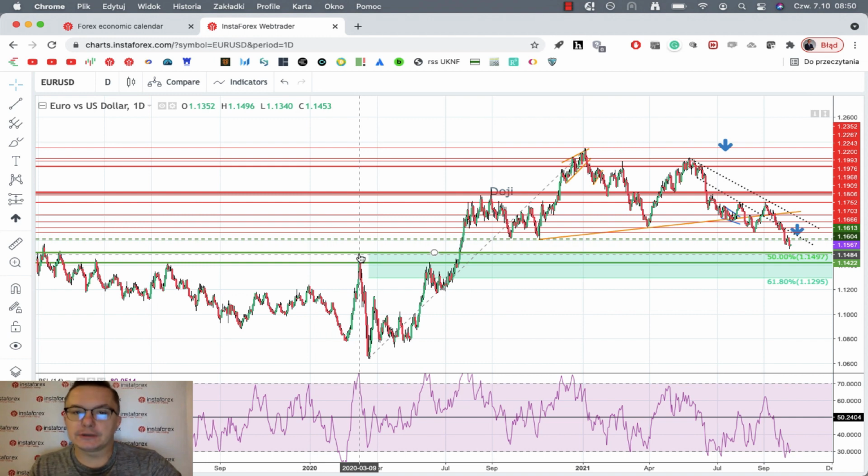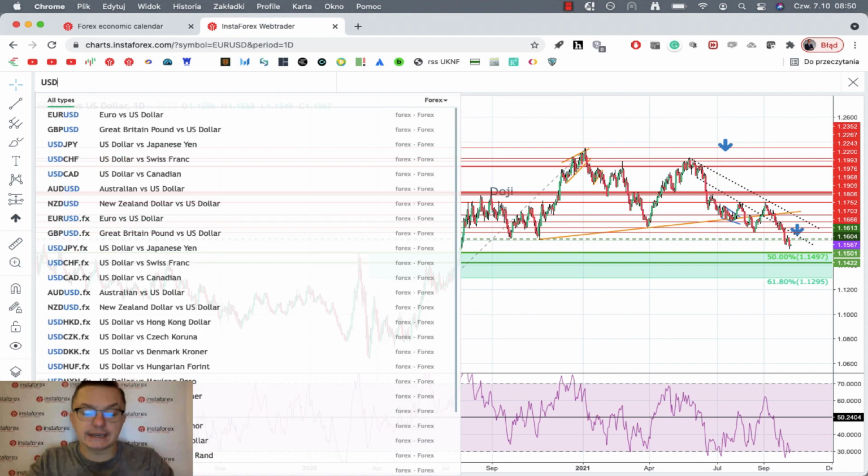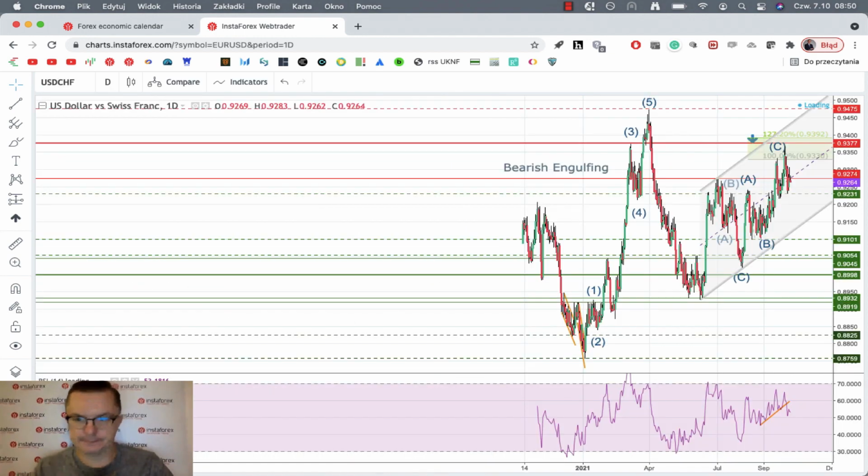So the US dollar is approaching very, very interesting and key levels. Please keep an eye on these levels as well. What is then the US dollar to the Swiss franc doing?